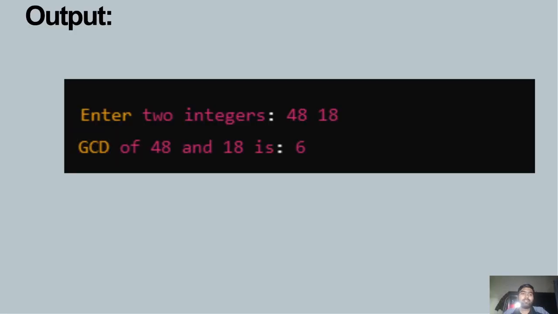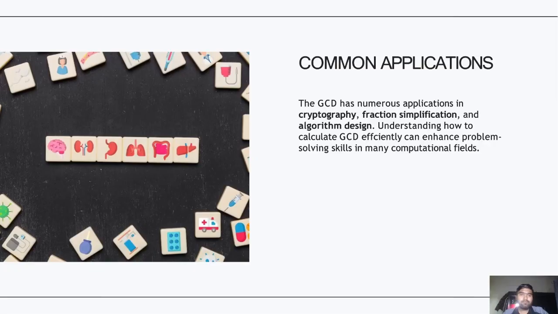So we have the output here. First we will input two integers, 48 and 18. So the GCD of 48 and 18 is 6. So we can see that our code was correct. So common applications of GCD. The GCD has numerous applications in cryptography, fraction simplification and algorithm design. Understanding how to calculate GCD efficiently can enhance problem solving skills in many computational fields.